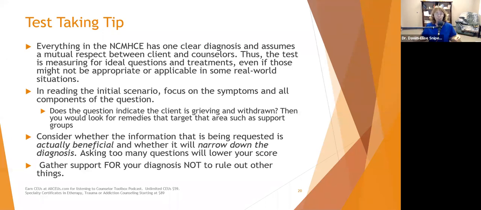What you want to do is get an idea, formulate in your mind, I think this is what we're looking for, and then look for information to support that diagnosis. Gather support for your diagnosis, not to rule out other diagnoses. So you're ruling in. And I know I said that on the last one, but this is so important because it is so different than what we do in actual day-to-day practice.